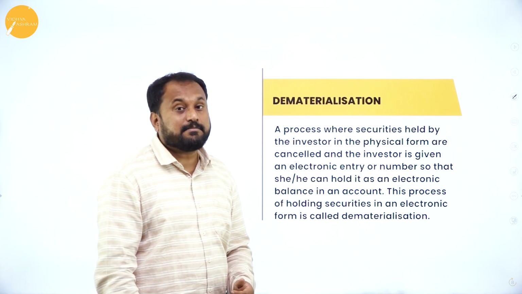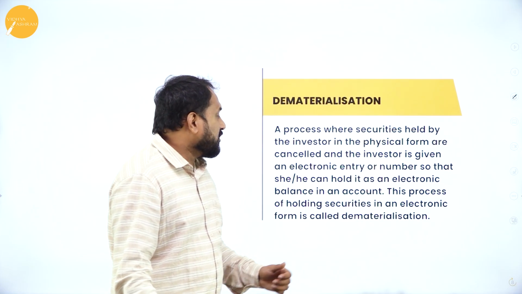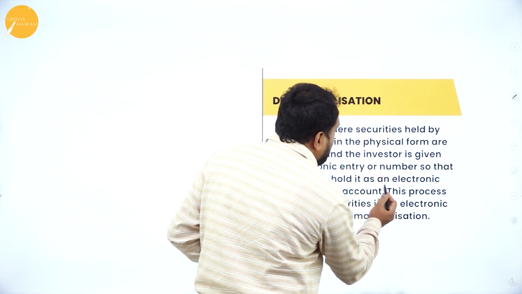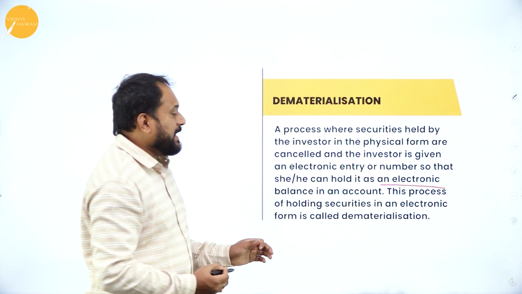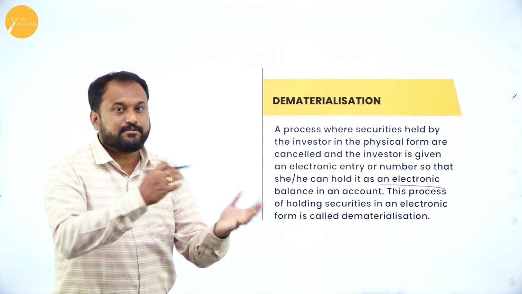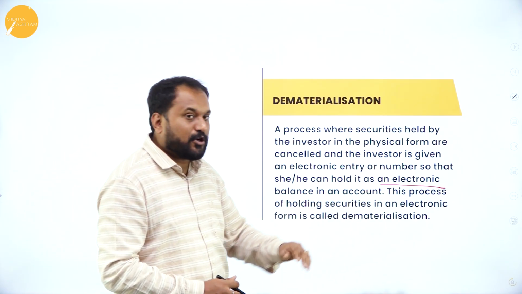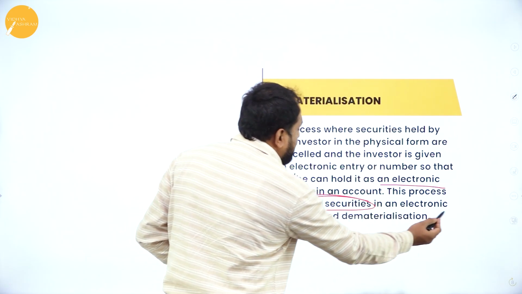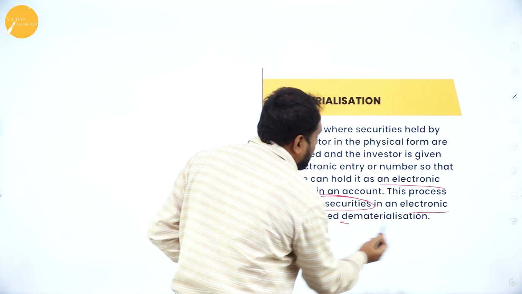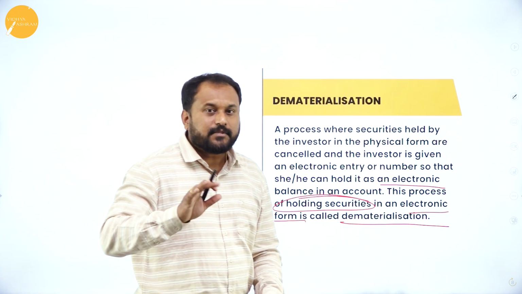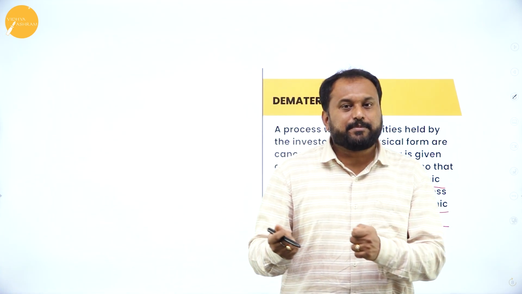Electronic entry has come, right? Now, with electronic entry or numbers, she or he can hold it, with an electronic balance in an account. So you can have an account and only the shares will be given there. This process of holding securities in an electronic form is called dematerialization. Please do understand.